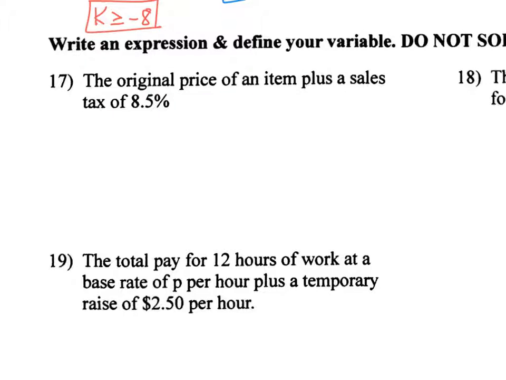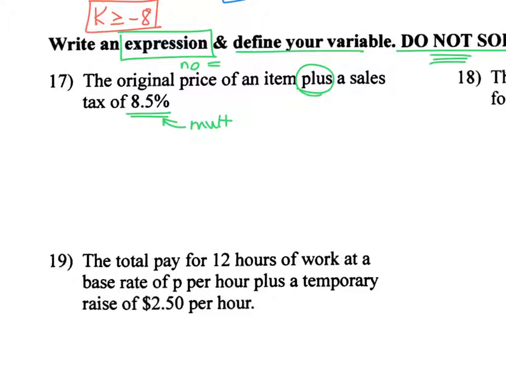All right, the directions for questions 17 through 19 say write an expression, which means I need no equal sign. Define the variable, so I need to say what whatever variable I'm going to use stands for, and it says do not solve. So I don't want you to solve anything, we're just writing. This says the original price of an item plus, all right, there's a keyword, a sales tax of 8.5%. Remember there's two things with percent. First of all, percent means multiplication. And also, we need to make it a decimal, and we do that by moving the decimal place 2 times.